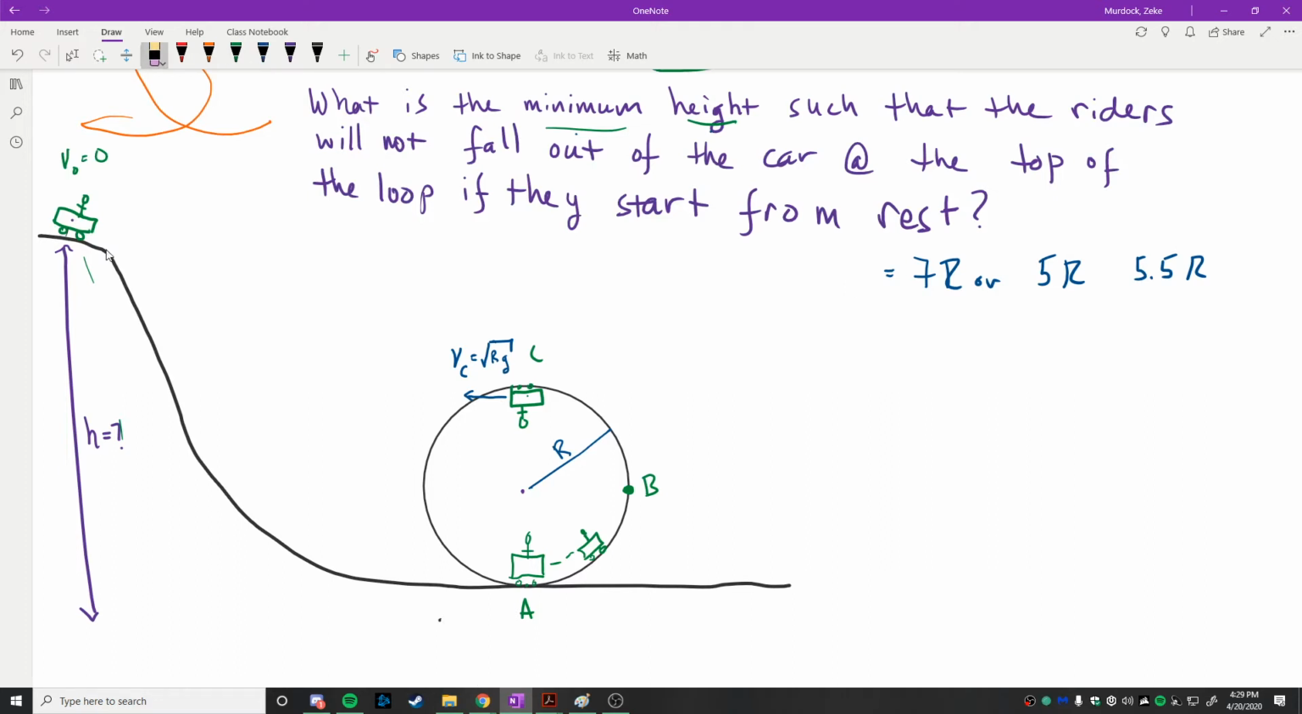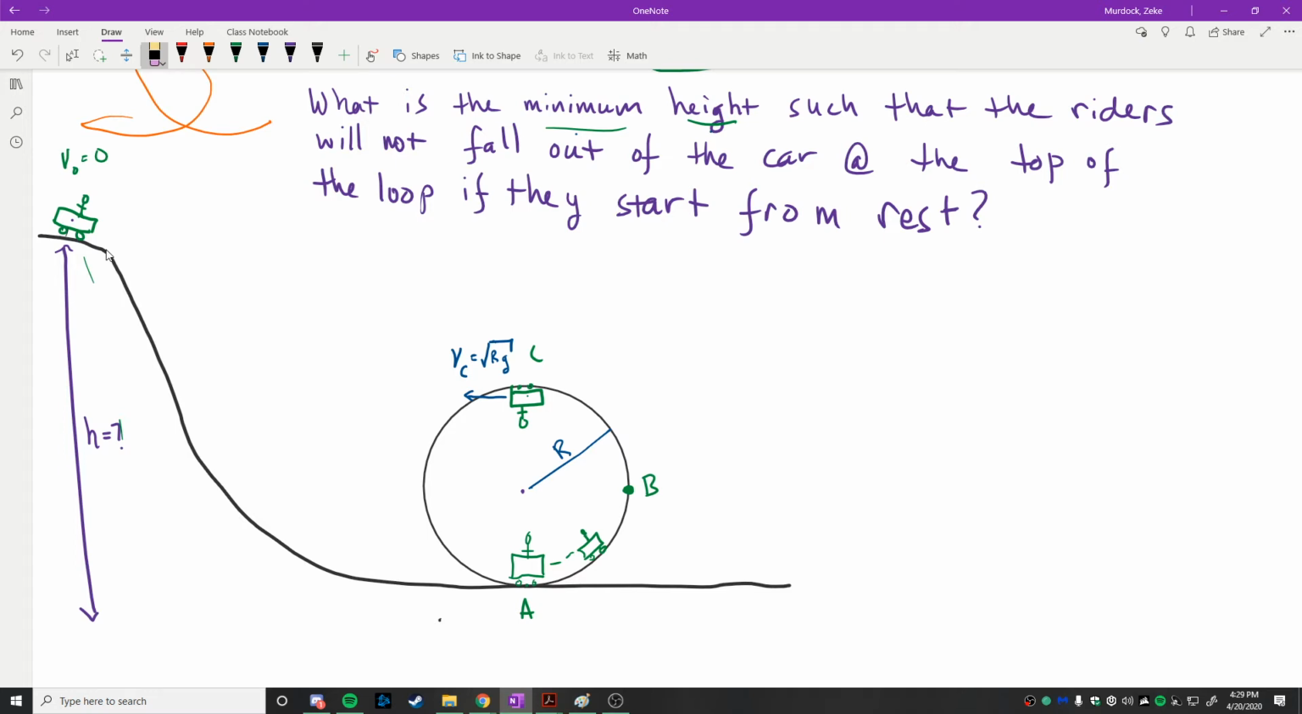I'm going to give you like 5 to 10 minutes to figure it out yourselves. This is a pure energy problem. We're not going to worry about friction at all. We're going to say it's frictionless. See if you can find h in terms of r. Give that a shot.